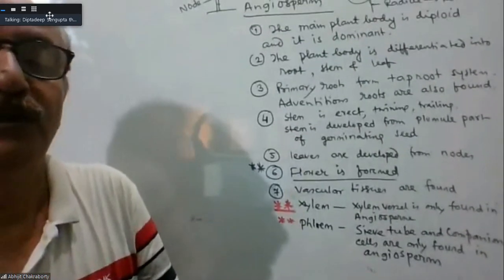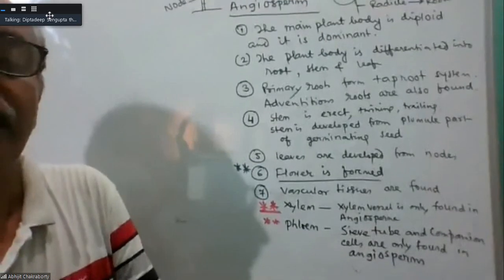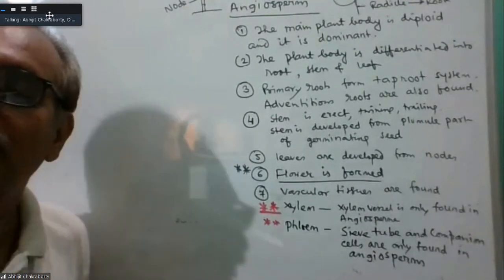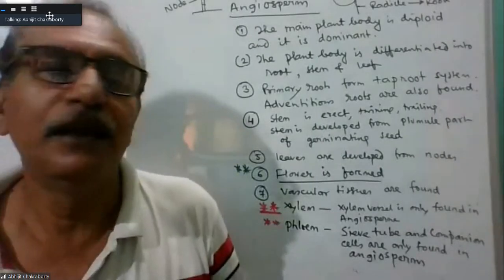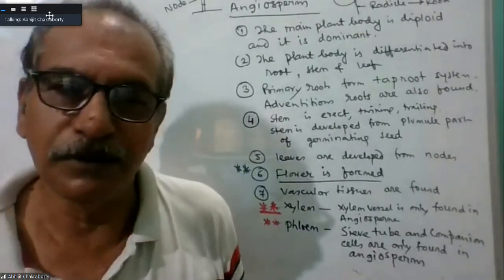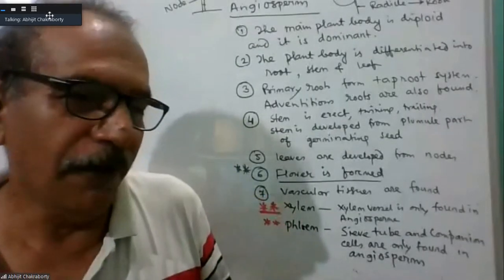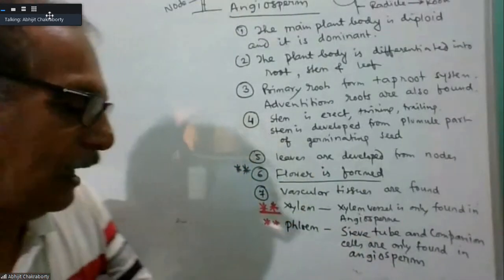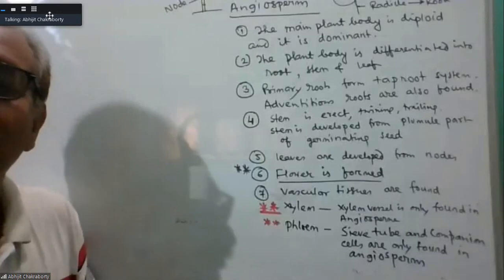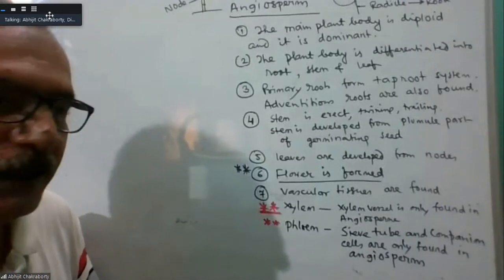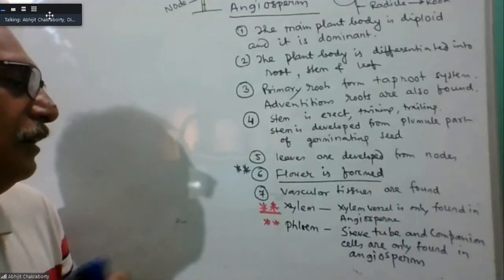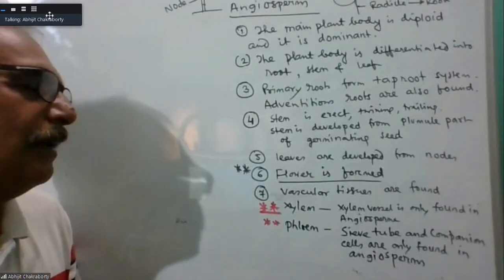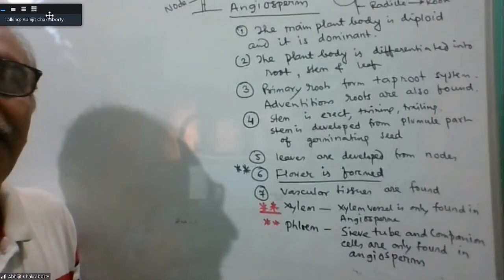First of all, I am telling you, in algae, vascular tissues are not found, right? In bryophytes, vascular tissues are not developed. Clear? You will get vascular tissue from pteridophytes onwards. Clear? Now, the components of xylem: tracheids, xylem vessels, xylem parenchyma, xylem fibers.